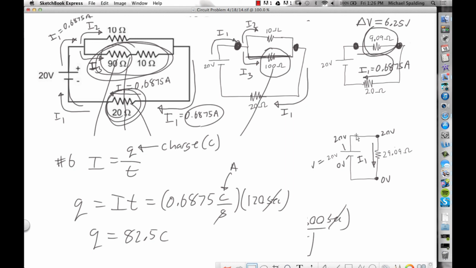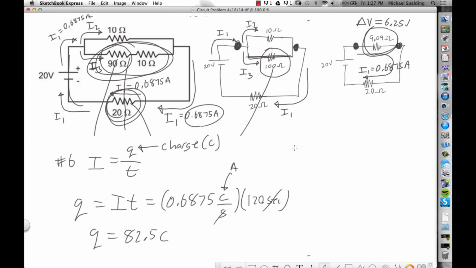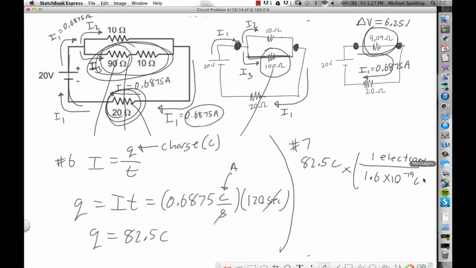Now, the final question, how many electrons would this be? So for number seven, it's simply a conversion. We go 82.5 coulombs, and we know that one electron carries a charge of 1.6 times 10 to the negative 19 coulombs. So the coulombs cancel, and we get 5.15 times 10 to the 20th electrons.